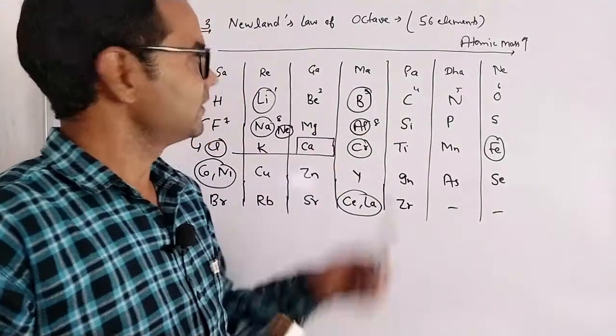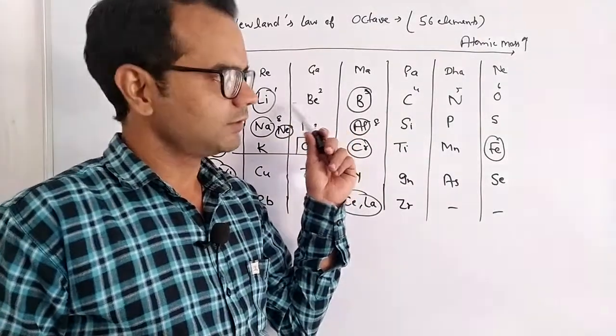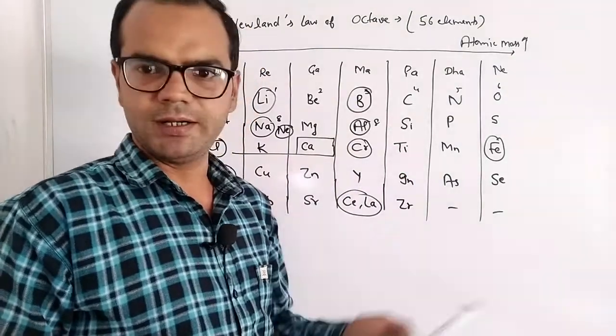This was the third attempt, Newland's law of octave. In the next segment, we will start the Mendeleev periodic table.